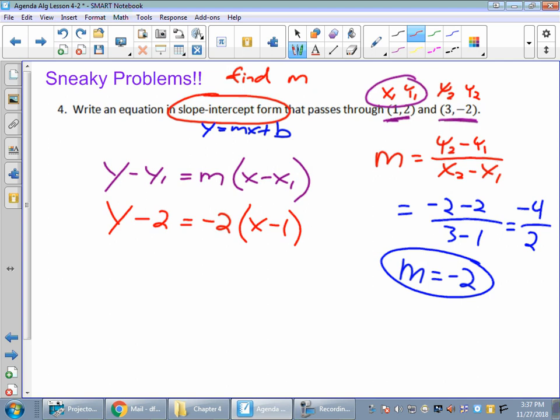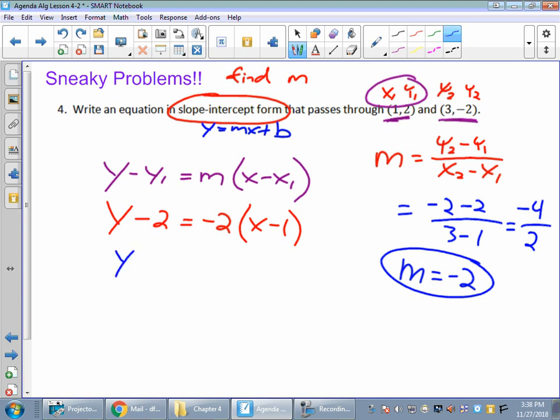But now I want to get it into slope-intercept form. So I've got it in point-slope form, and this is a little bit easier because if you think about y equals mx plus b, all I really have to do is get rid of this -2 here. To do that, I basically just have to add 2 to both sides. Oh, you know what? First, I'm going to distribute. It says distribute if necessary. So I'm going to go ahead and distribute.